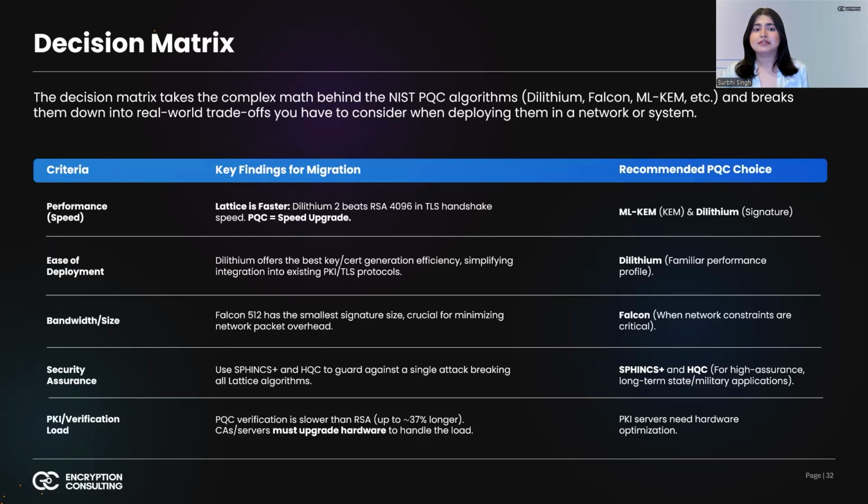The PQC standards are finalized. They're faster than their classical predecessors and they offer unprecedented mathematical diversity. Your next steps are to move beyond pilot tests and start planning your hybrid deployment. Choose the right tool for the job. Dilithium for speed, Falcon for size, and SPHINCS+ and HQC for defense in depth.